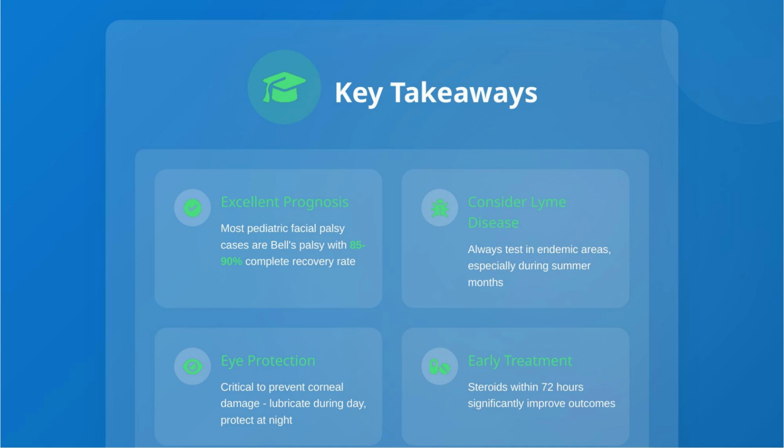Thank you for joining us for this overview of facial palsy in children. Remember that most cases are Bell's palsy with excellent prognosis. Key clinical pearls include considering Lyme disease in endemic areas, prioritizing eye protection, and initiating early steroid treatment when appropriate.